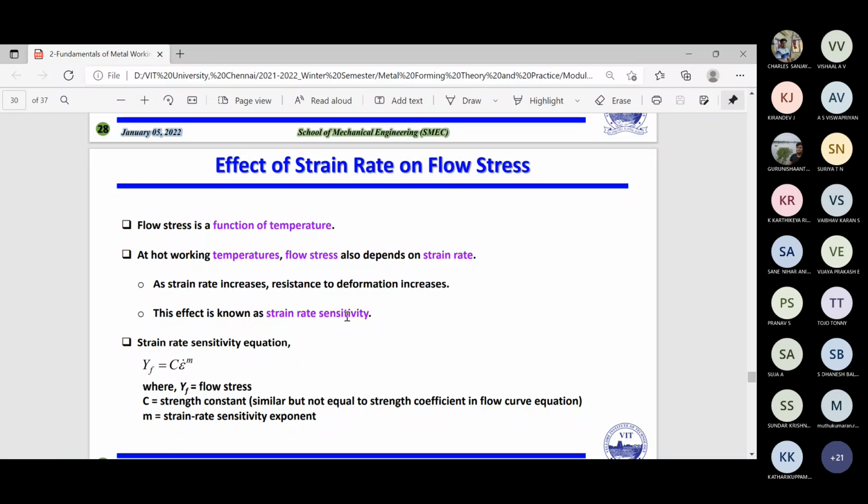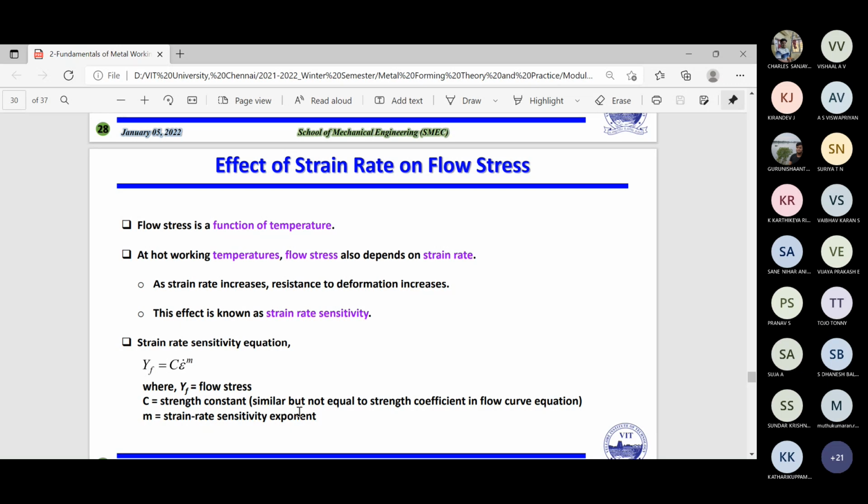Whatever definition I put in the previous slide, you can see the equation here. The strain rate sensitivity equation: YF equal to C epsilon to the power M, where YF is the flow stress. Yesterday I discussed the flow stress equation, YF equal to K epsilon to the power N, if you remember from the previous class. And C equal to the strength constant. Last class K was the strength coefficient, and here also we mention the strength coefficient or strength constant.